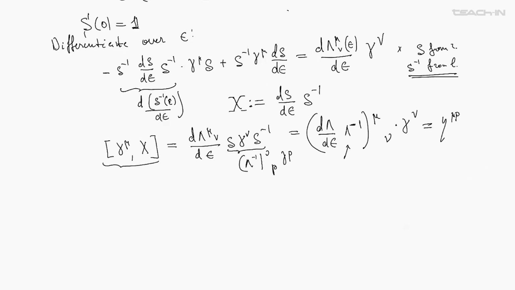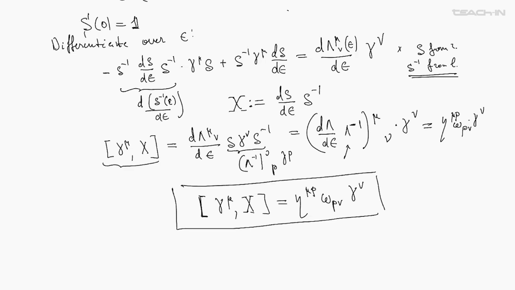And so in this way, the equation, which I think I will be finishing in the next lecture, takes the form: the commutator of gamma mu with x is eta mu rho omega rho nu gamma nu. And so this is an equation for x, which I need to solve. This is purely a matrix equation. So all elements here are matrices. So gamma mu is a matrix and x is a matrix.